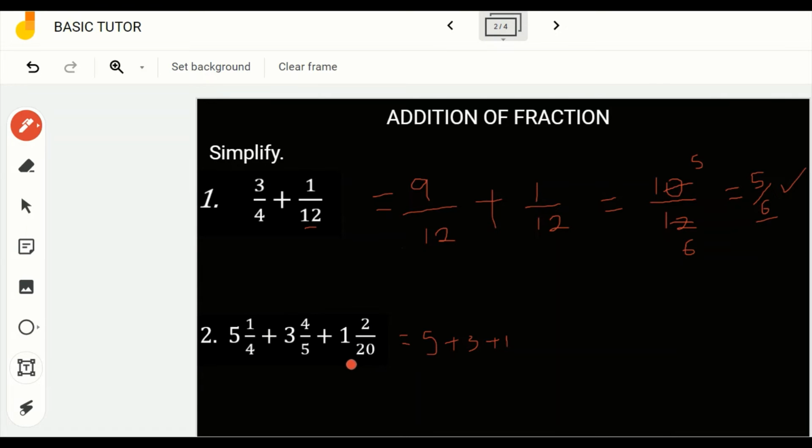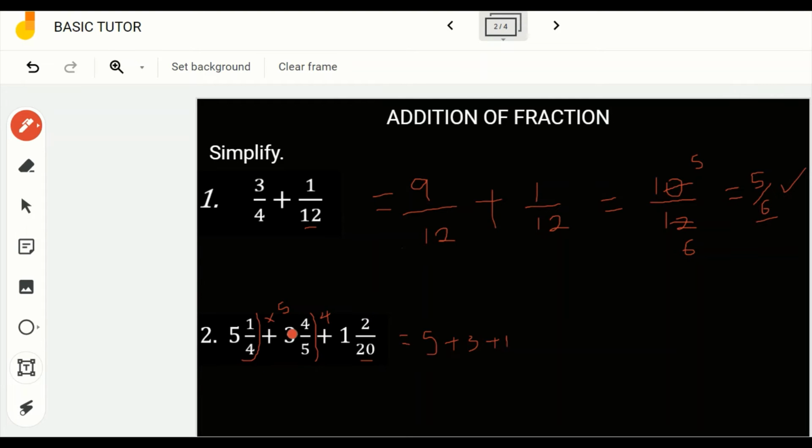Now I want to ensure that I have the same denominator. In this case I have 20, so I can also make the other denominators 20. So to do that, I will multiply this by 5. I will multiply these by 4. So I'll multiply everything here by 5 and everything here by 4. So that should give me 20 as the denominator.